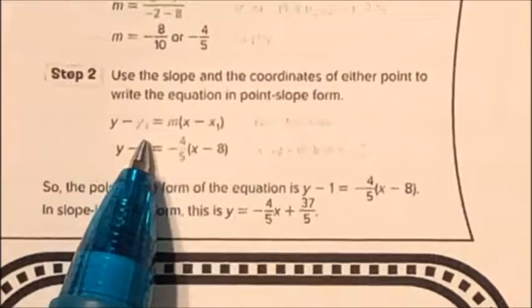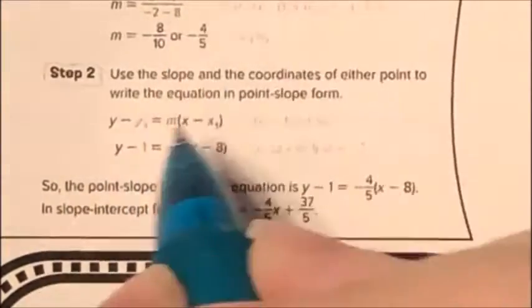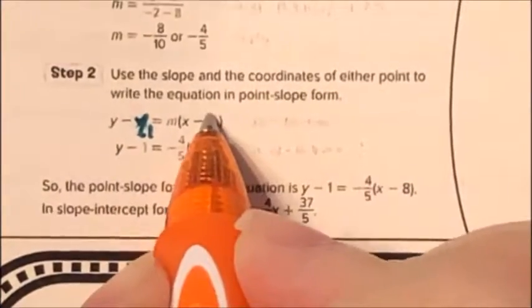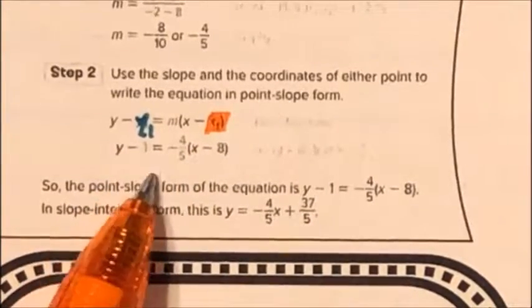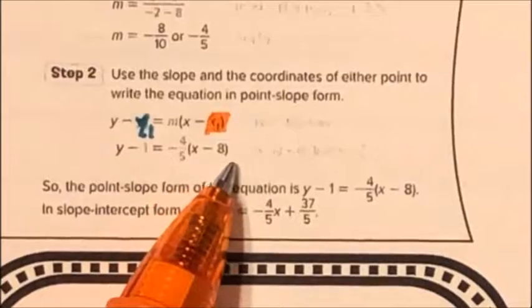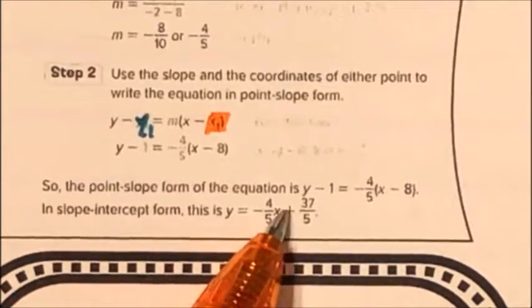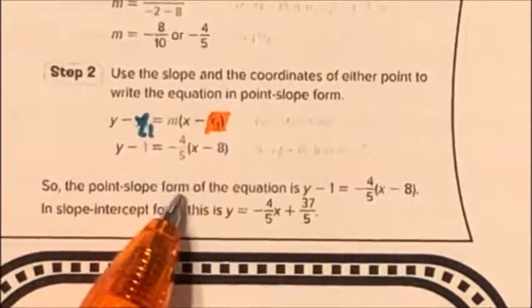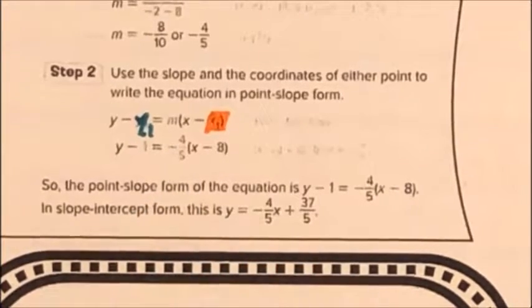So my formula is y minus y1 equals m times x minus x1. So here's my y1, then my x1 over here. Okay, so y minus 1 equals -4/5 times x minus 8. Then I can simplify. So the point slope form of the equation is y minus 1 equals -4/5 times x minus 8. Then I can solve that equation, and I get y equals -4/5 x plus 37/5.